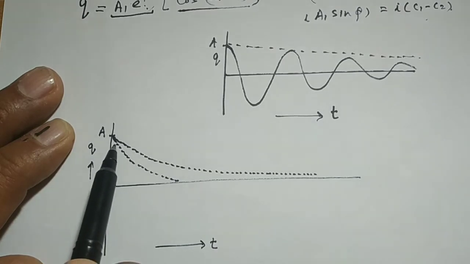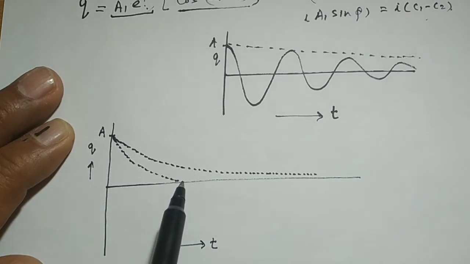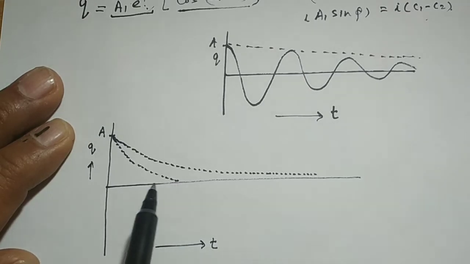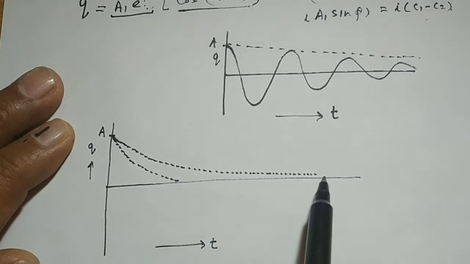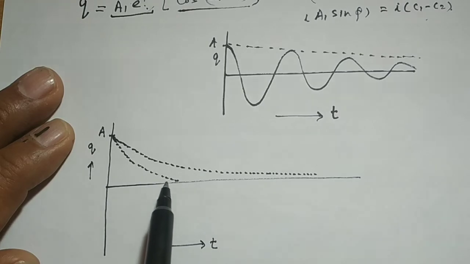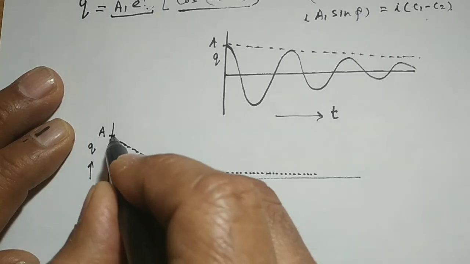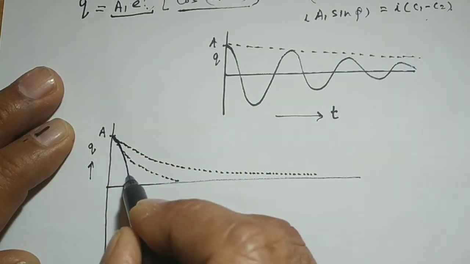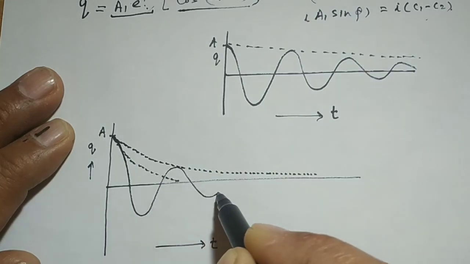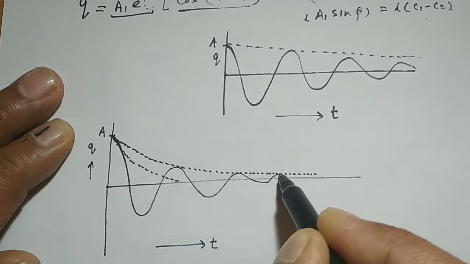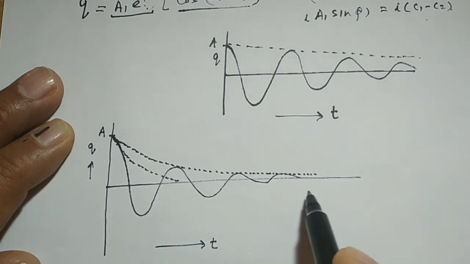Because it comes very sharply to the original value of charge, it is called critically damped. Critically damped is also known as a deadbeat system. But in the third case, when the damping is very small, the amplitude will decrease, but the variation is oscillatory, and the oscillations in our case vary with the cosine function.